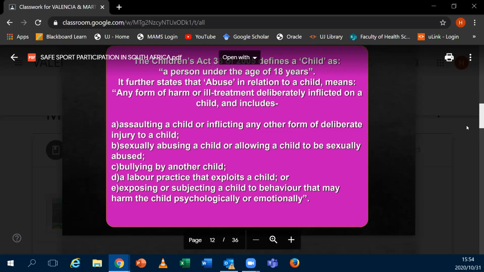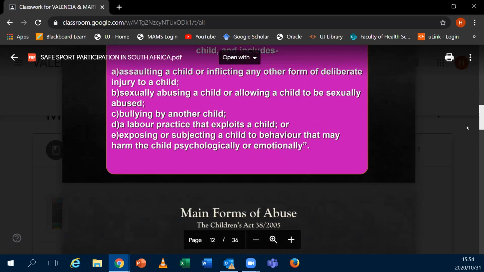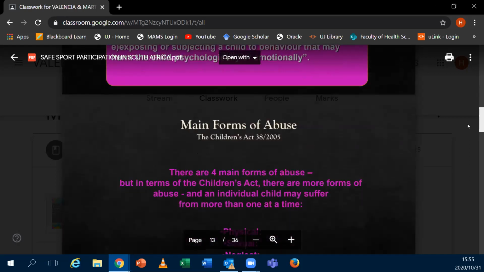So everything that we say, we need to be very careful of, because often we don't understand what the ramifications are going to be for the words that we are using during training and during competition. Can I just also mention here?